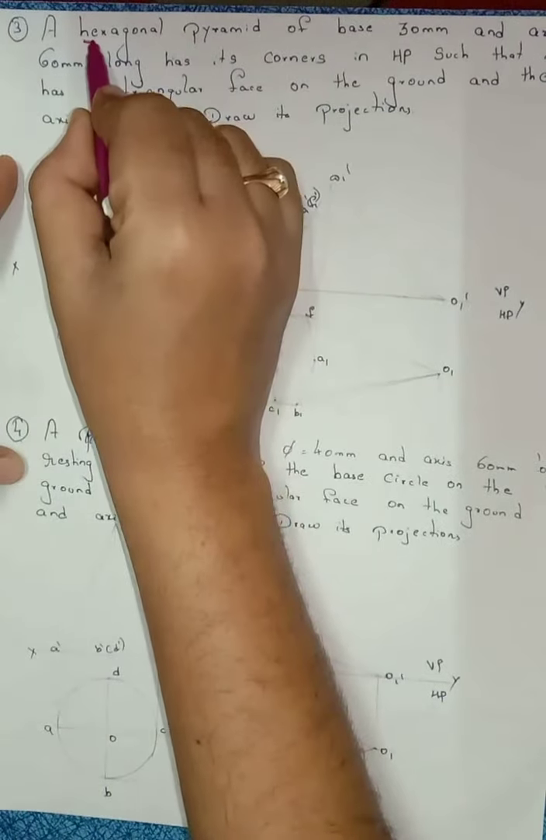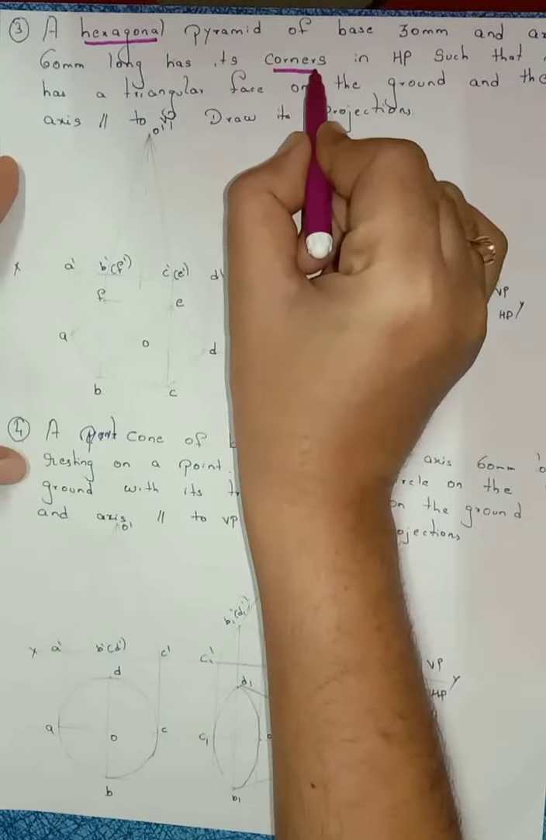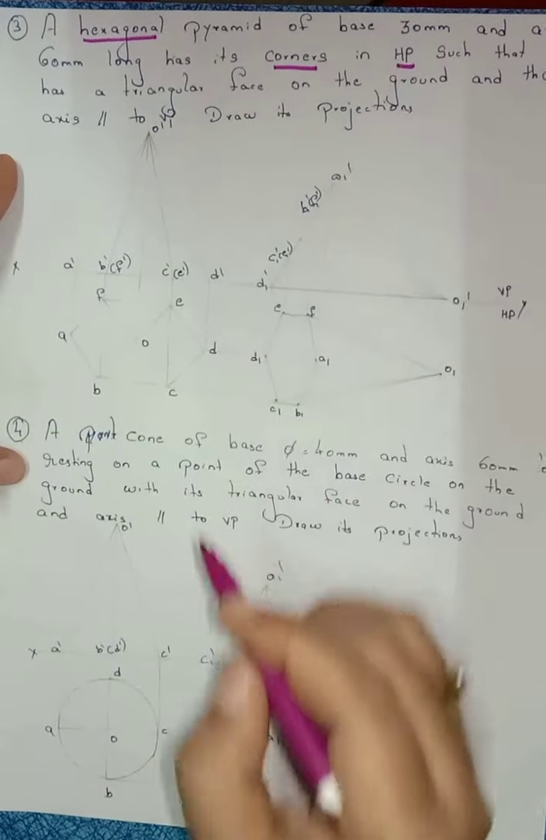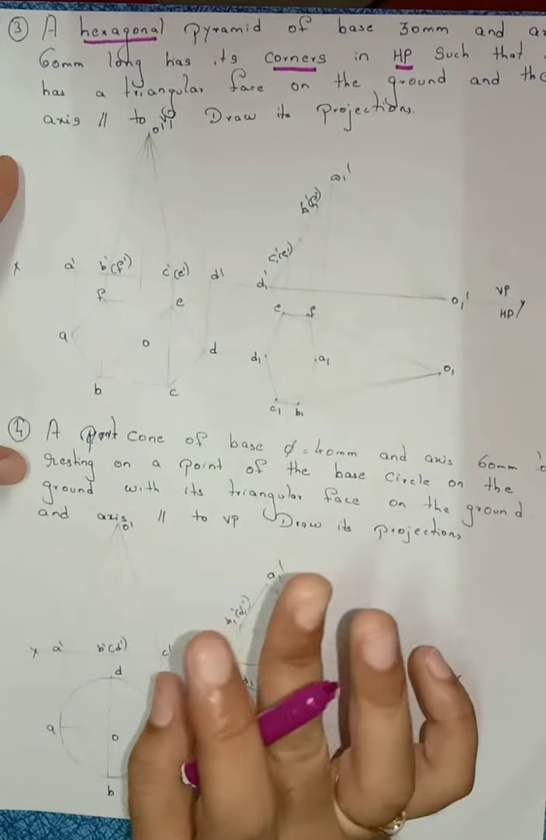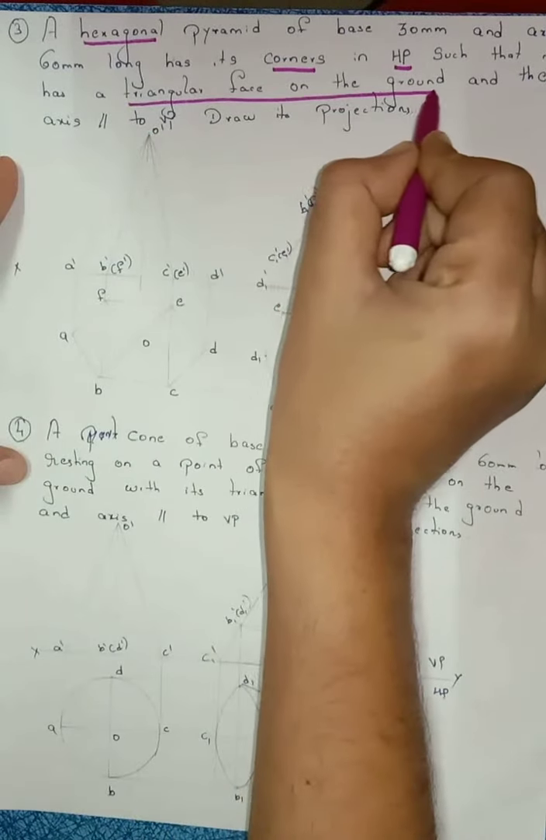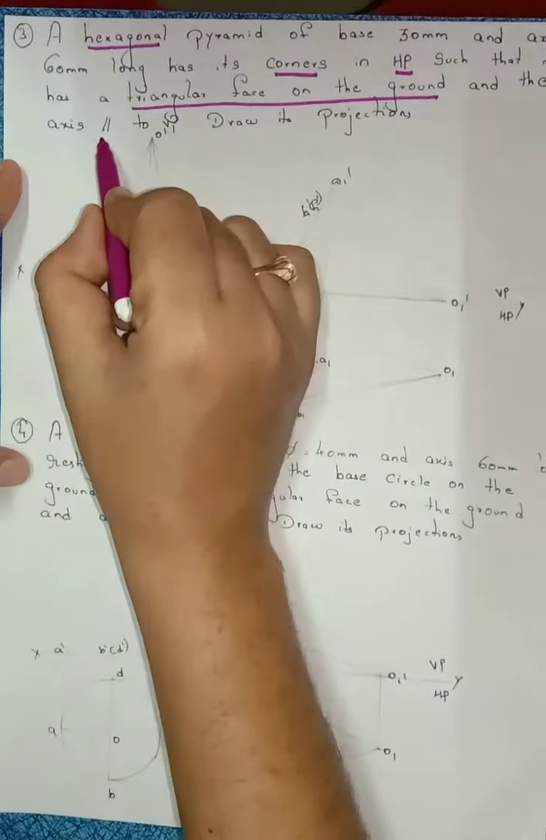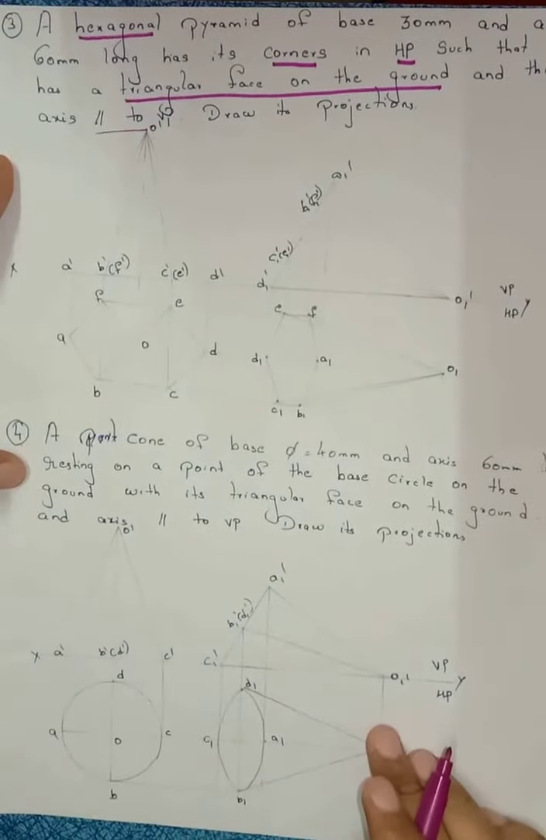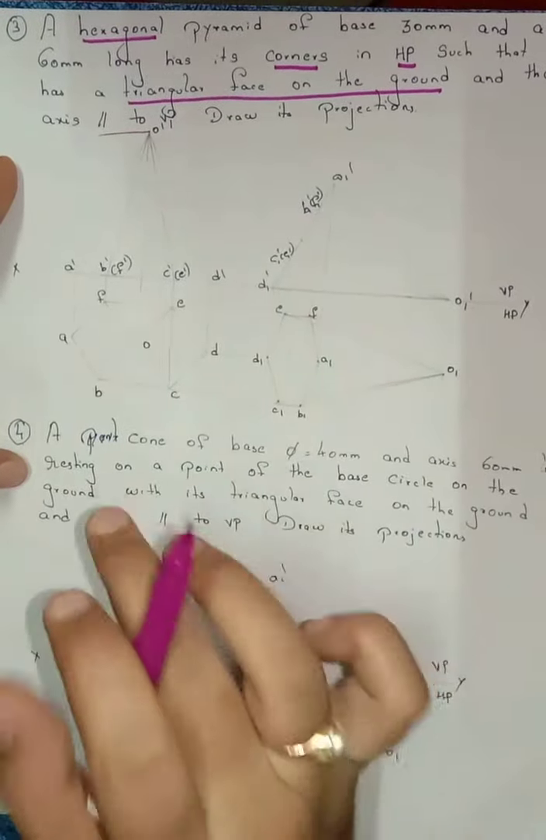Name of the polygon is hexagon, condition is corner. You have to start the problem on the horizontal plane. Right? Now coming to angles, they mention that triangular face is on the ground. This is the angle. Parallel to VP is the condition. Right? So first see the problem.